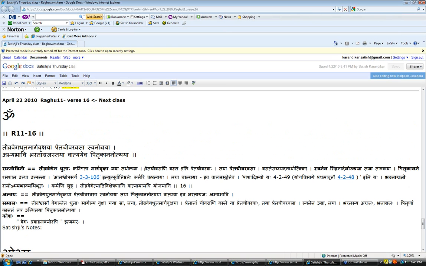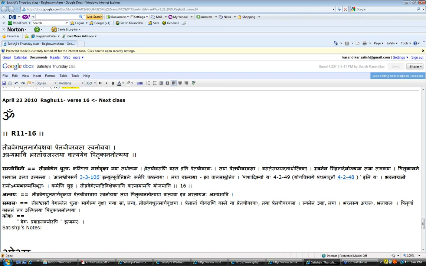So last time we were looking at the shloka. This is the number 16, Shodasha. This is the 16th shloka. Tivra vega dhutamarga vrikshaya preta chivara vasa swanograya abhyabhavi bharatagrijastaya vatyayeva pitrakananottaya. One more time. Tivra vega dhutamarga vrikshaya preta chivara vasa swanograya abhyabhavi bharatagrijastaya vatyayeva pitrakananottaya. Now for the Padacheda and Padanvaya you can get from the Tika itself, to make it easy for you.